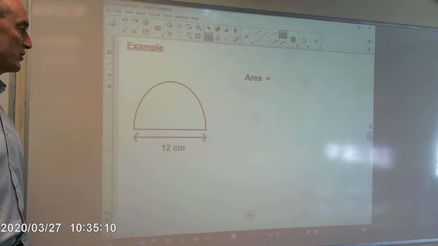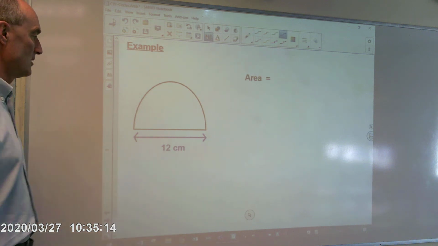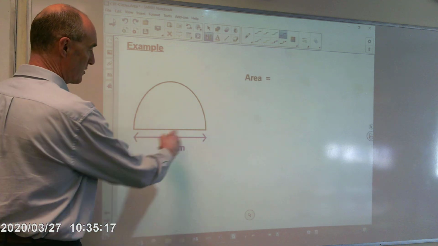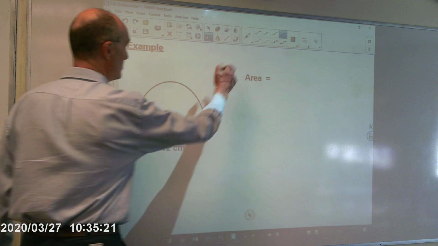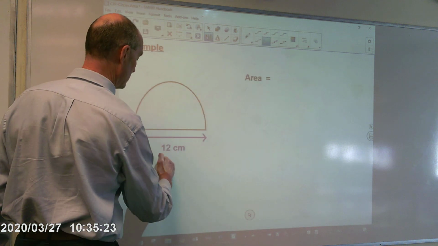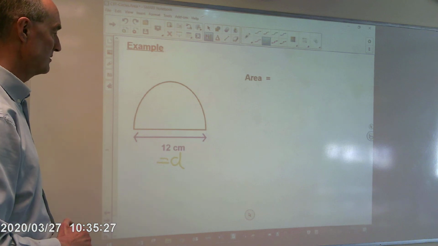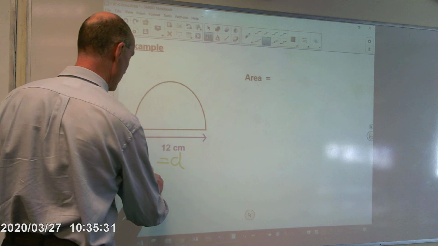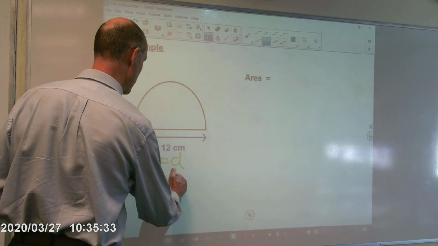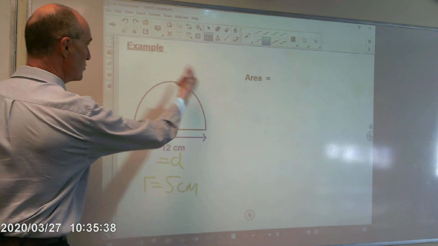What happens if we've got a shape like that? It's a half circle, it's a semicircle. So effectively, that 12 centimetres going from side to side is our value for D. So the diameter is 12 centimetres. What does that mean? The radius is equal to 5 centimetres. That would be for a whole circle there.